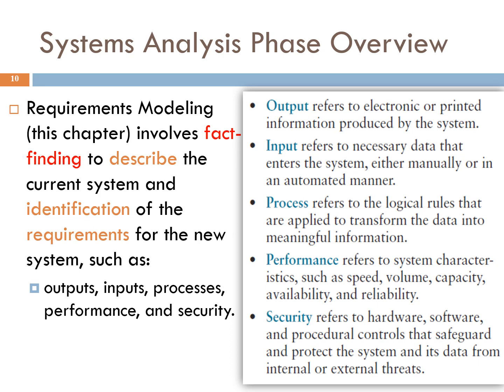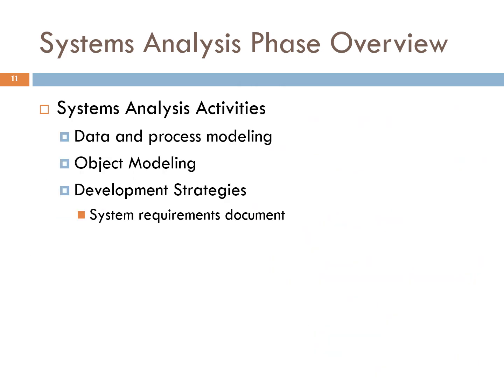Requirements modeling involves fact finding. You look for facts so that you understand and can describe the current system, and identify requirements for the new system, such as output, input, processes, performance, and security. The details are on the right hand corner. You can read at your own time. System analysis activities involve data and process modeling, object modeling, and development strategies, which will come with the system requirements document.